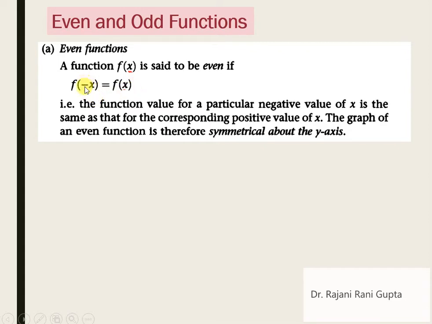You replace the value of x by minus x and check what happens to the function. If you end up with the same function, it means the function is even. So it shows that the function value for a particular negative value of x is the same as for the corresponding positive value of x. Graphically we can find out a function is even if the function is symmetrical about the y-axis.